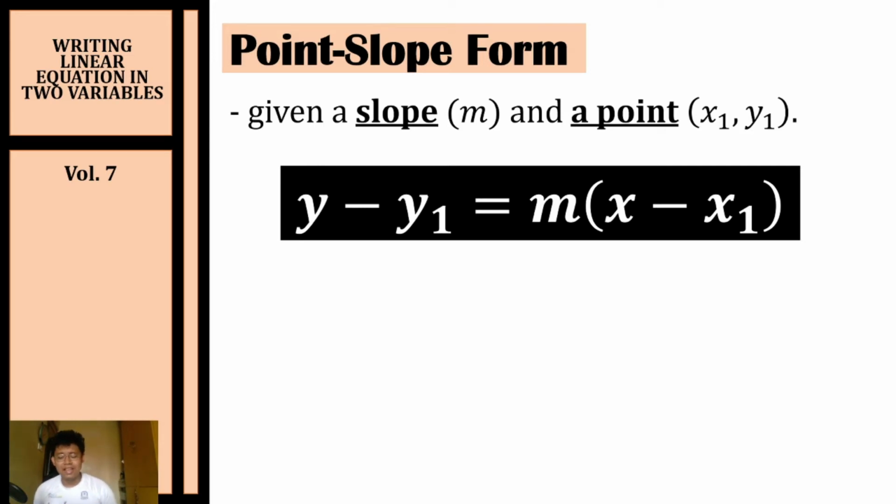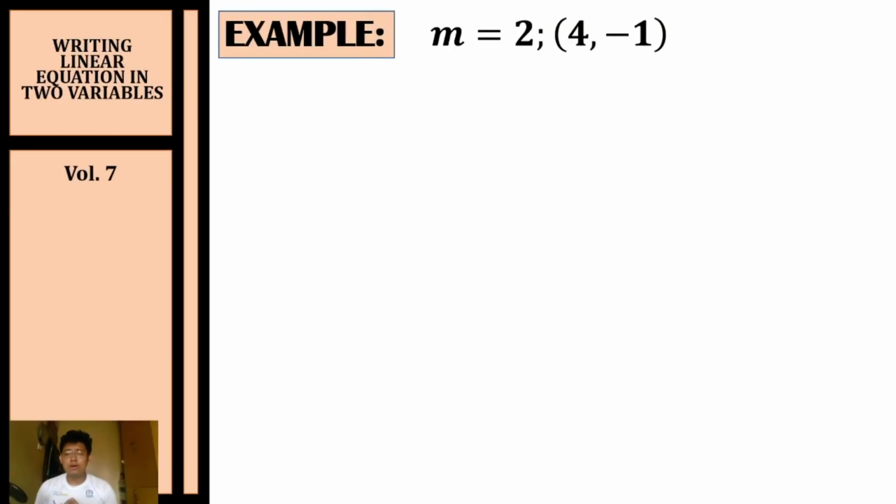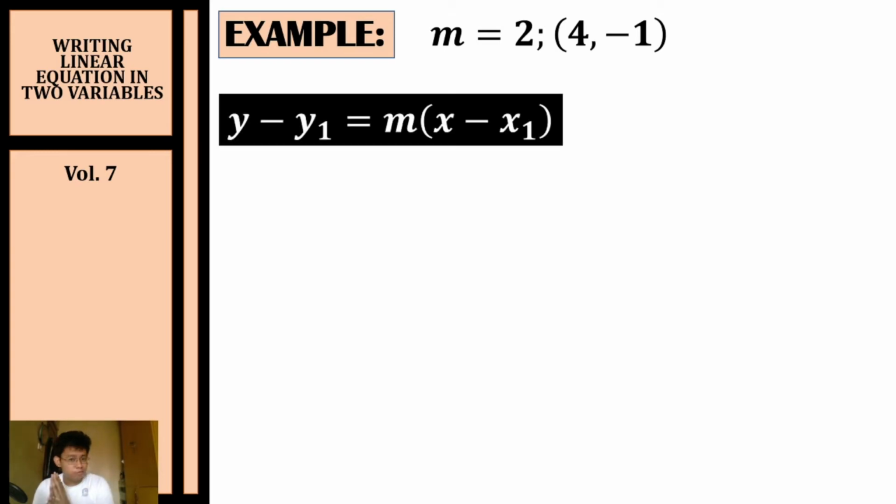and the point. Now, let's proceed to some examples in order for you to write an equation given a slope and a point. For example, we're going to find the equation of the line that has a slope of 2 and it will pass through the point 4, negative 1. Since we're given a slope and a point, we're going to use the point slope form.